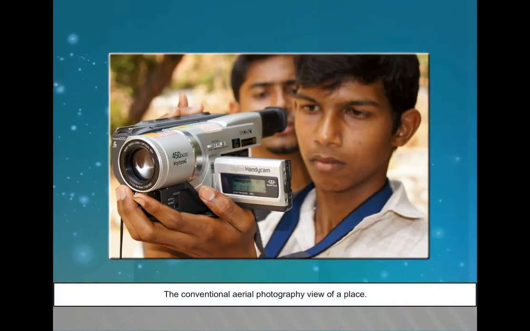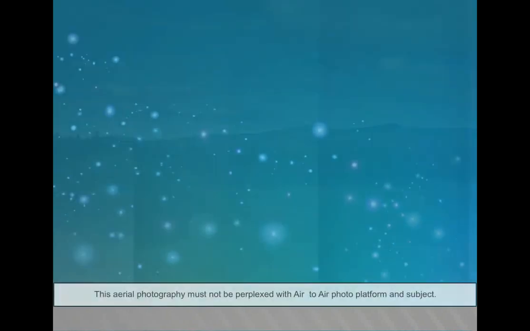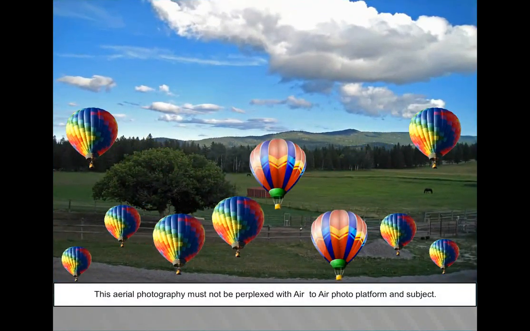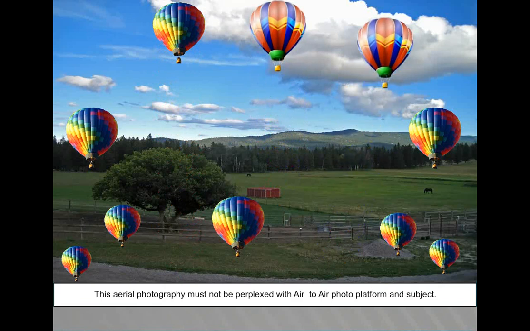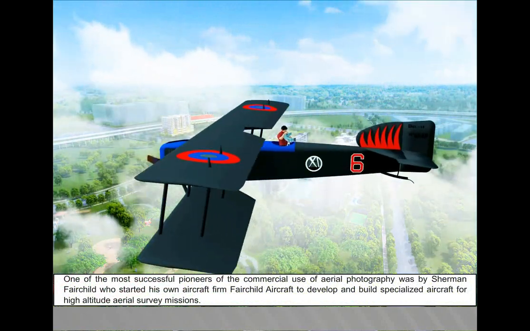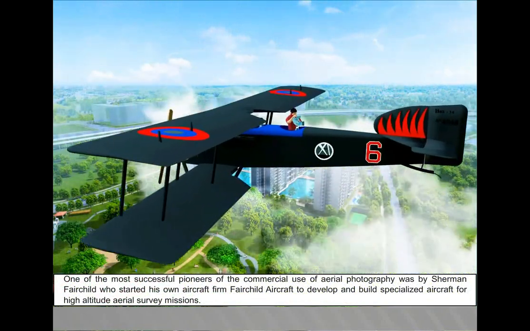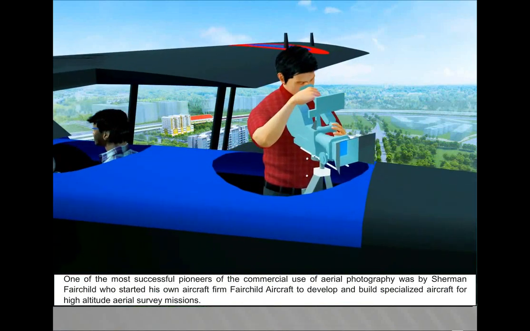The conventional aerial photography view of a place. This aerial photography must not be confused with air-to-air photo platform and subject. One of the most successful pioneers of the commercial use of aerial photography was Sherman Fairchild, who started his own aircraft company, Fairchild Aircraft, to develop and build specialized aircraft for high-altitude aerial survey missions.